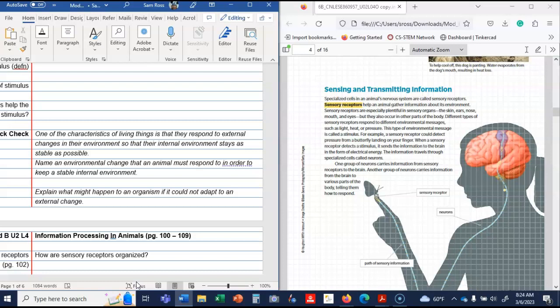Then it says, explain what might happen to an organism if it did not adapt to an external change. If we could not keep our internal temperature despite what the external temperature was, it's possible we would have organ failure because cellular function has to occur at a certain temperature. If we get below a certain temperature, it affects your brain. You can have brain damage. And of course, if you get above, you can affect the brain as well. So there's one example.